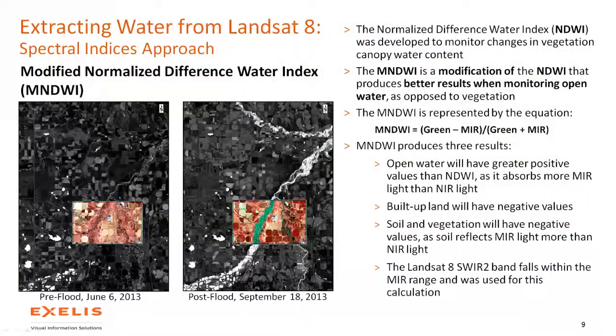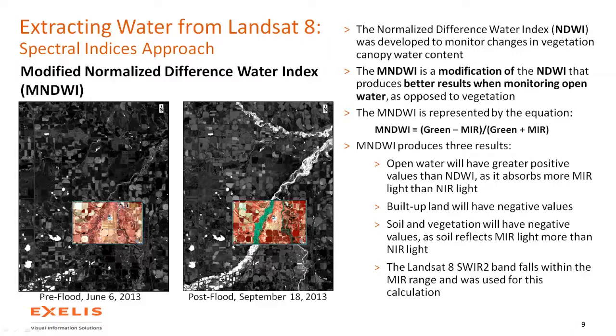There are several remote sensing methods that we could use to extract water features from the pre-flood and post-flood images. One method that I found worked quite well and was fairly easy to perform was the Modified Normalized Difference Water Index. This method takes advantage of Landsat 8's shortwave infrared 2 spectral band to extract water from the scene. The modified normalized difference water index is a modification of the normalized difference water index, which produces better results when monitoring open water as opposed to vegetation.